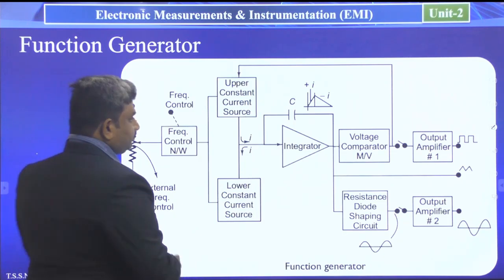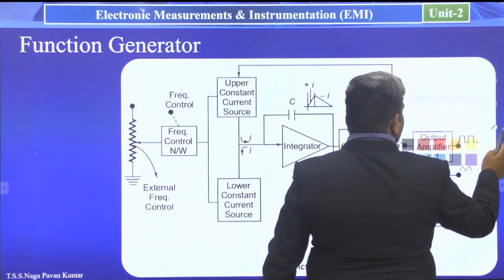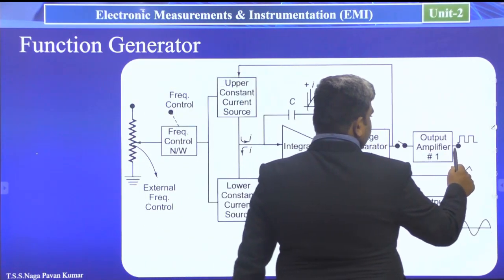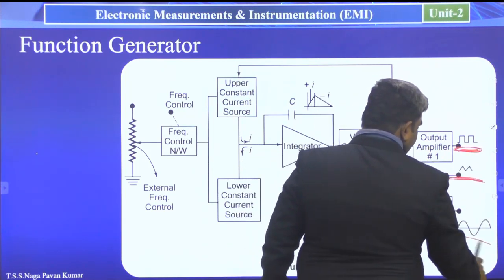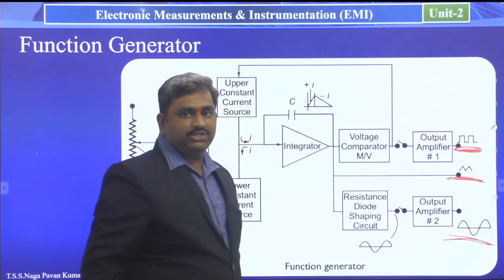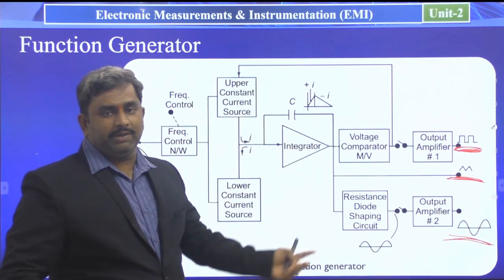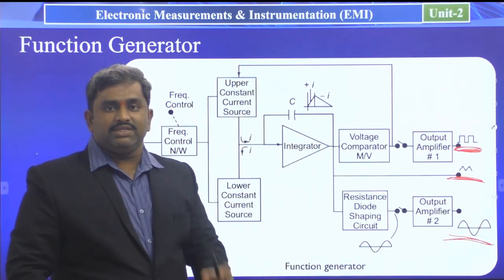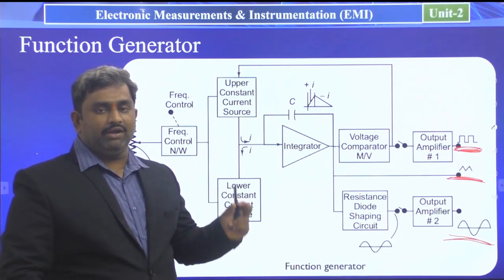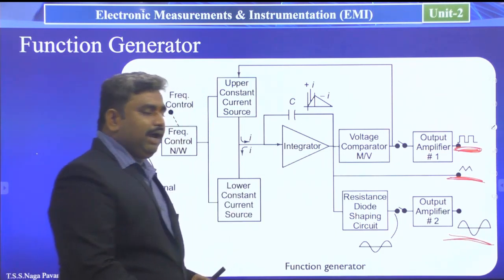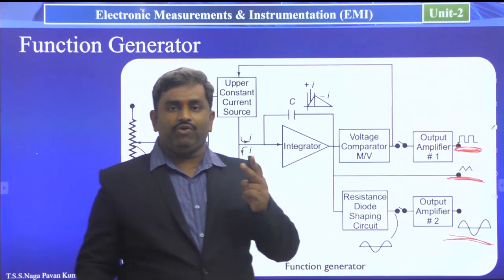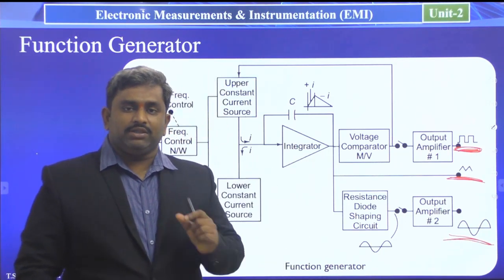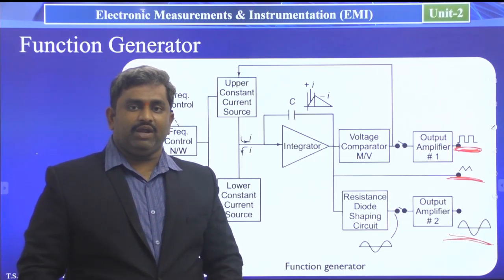In this block diagram we have three types of outputs: the first one square wave, the second one triangular wave, and the third one sinusoidal waveform. And coming to that, any type of signal generator consists of two basic building blocks: the first one oscillator, the second one attenuator.